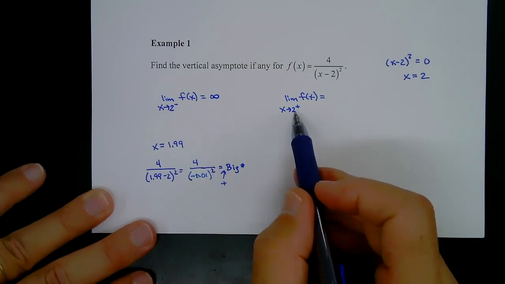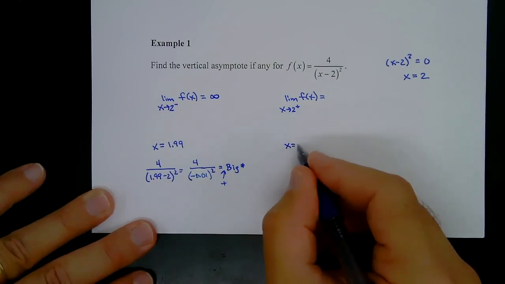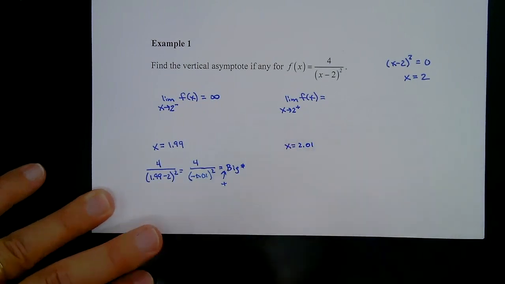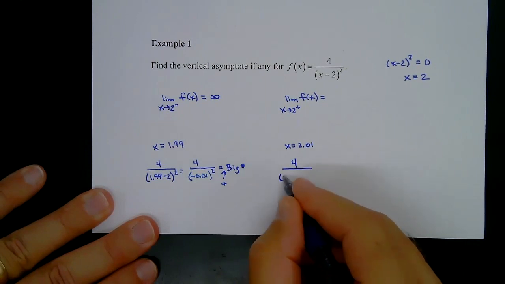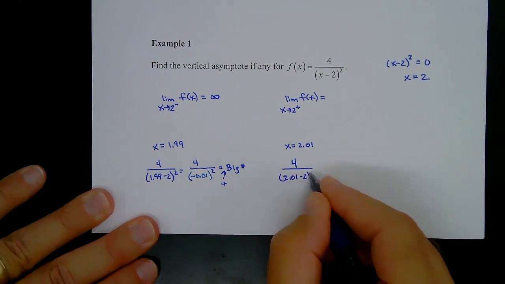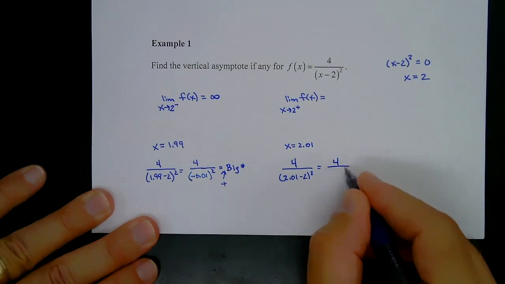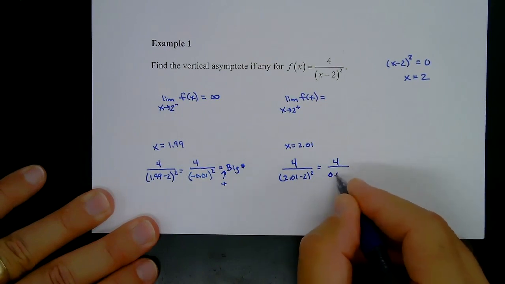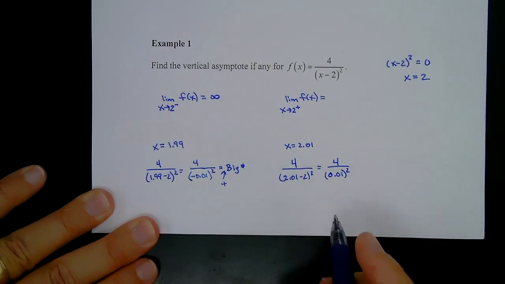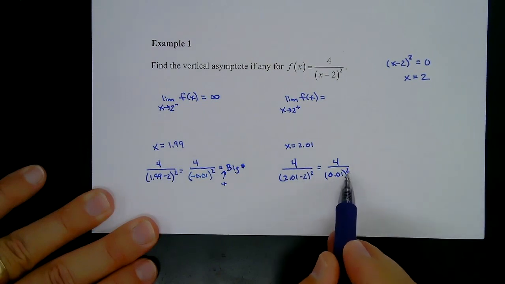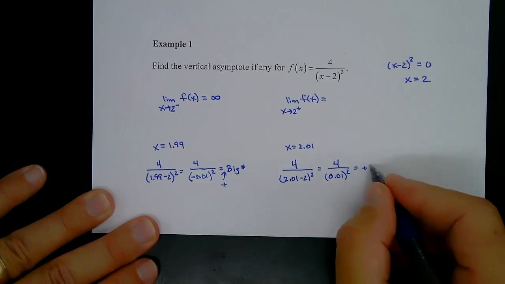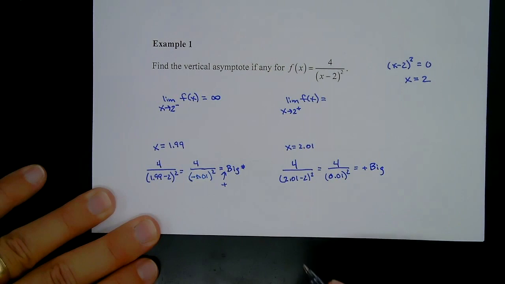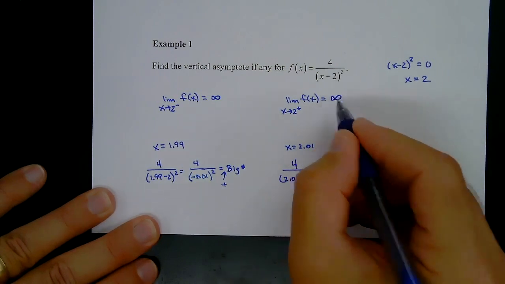How about if we go just a little bit to the right of 2? So something like this, x is 2.01. That's just to the right. Let's take a look and see what happens when we put these numbers in. So this would be 4 over 2.01 minus 2 squared. That'd be 4 over 0.01 squared. Well, that's a number that's really close to 0, right? When we square, it's going to be even smaller, even closer to 0. So this is going to be a number that's really, really big, but positive. A really big positive number. That means this one comes out to be infinity, okay?